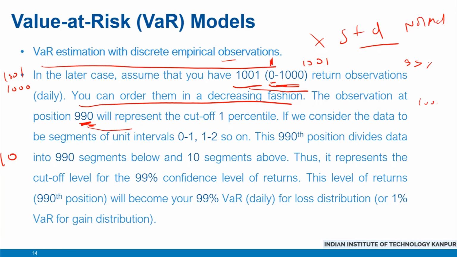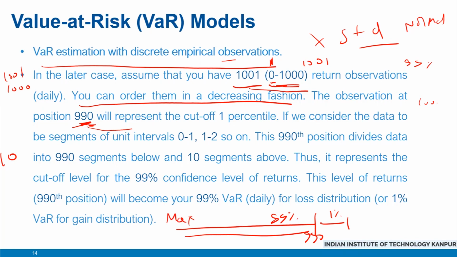So the 99% period will cut off the entire segment into two parts. So this 990th observation will essentially cut into 99% and 1%, two segments. Starting from this maximum value, this 990th value will be the 99 percentile. Now think of this data in segments, and this 990th observation will divide the upper right side into a 1 percentile segment, and therefore it represents that cutoff level, or that 99% confidence level that we are interested in.